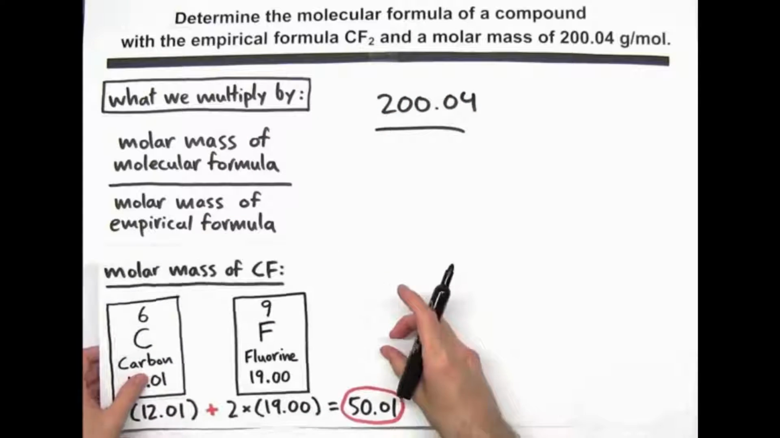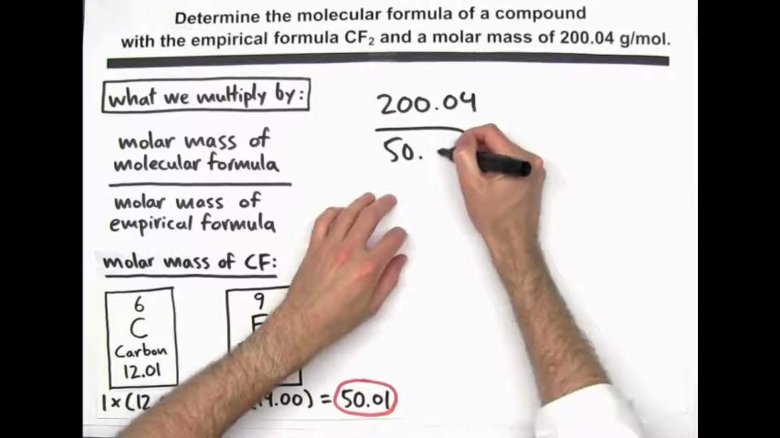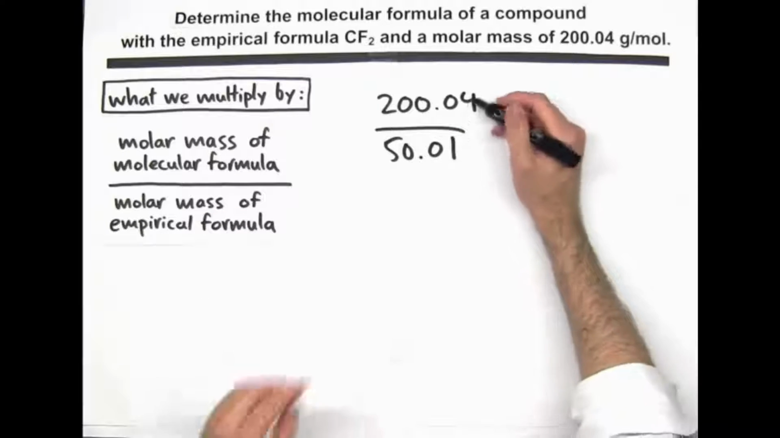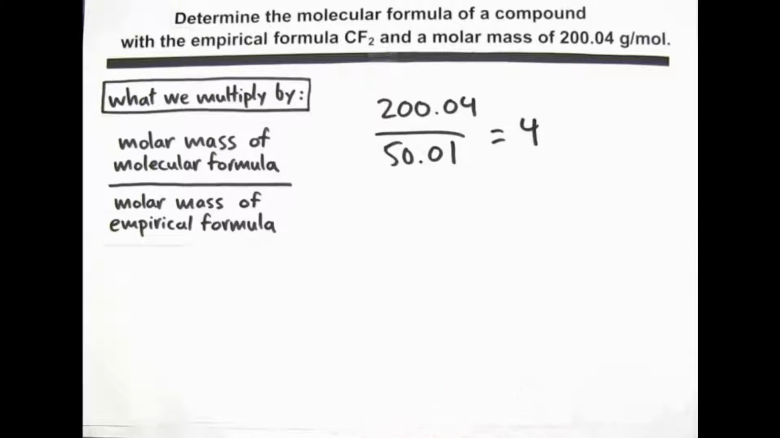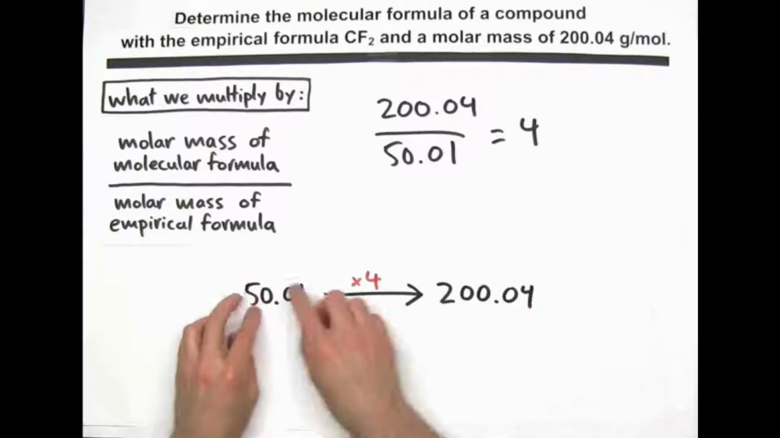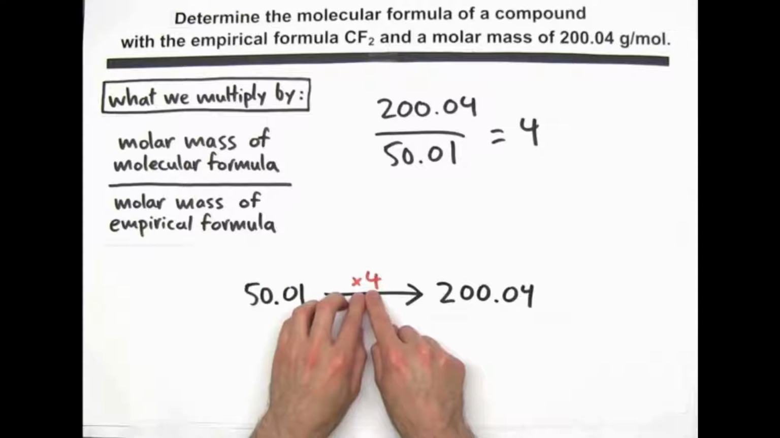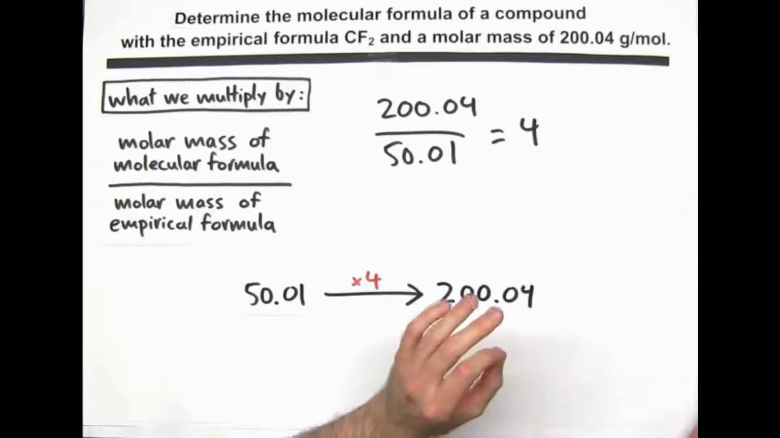In case you forgot what the molar mass of that is, it's right here, 50.01. We divide this by this, and we get 4. Here's what this 4 means. It means that we take the molar mass of the empirical formula, and we have to multiply it by 4 to get the molar mass of the compound that we're solving for.